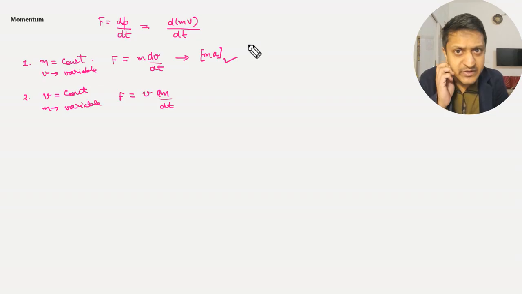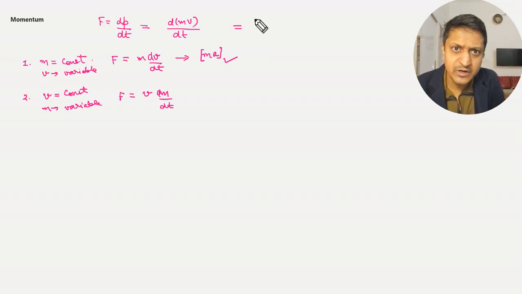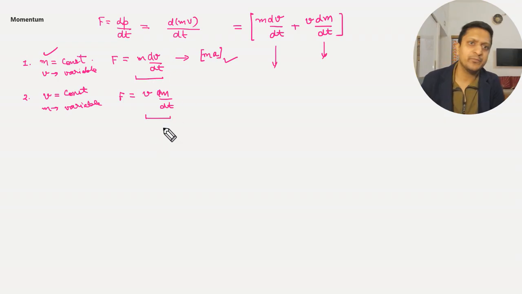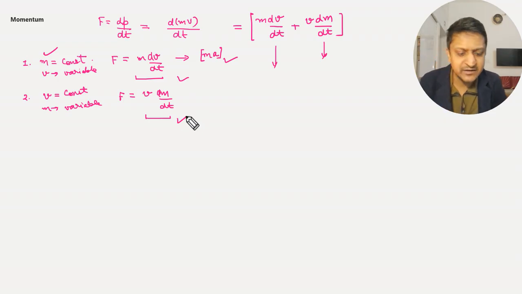So basically this formula is m dv by dt plus v dm by dt. With the chain rule of differentiation, this formula becomes this, and then it comes to this, because when mass is constant, this will be 0, and when velocity is constant, this will be 0. One term will be 0 in each of them, and we would be left with only one term. So these are the two formulas for that.